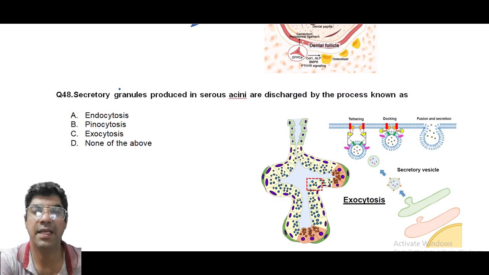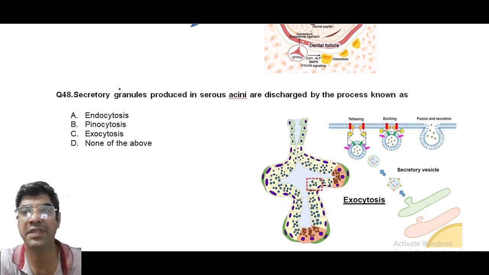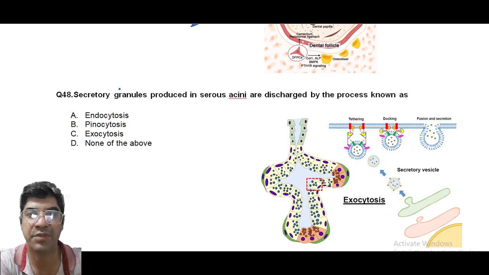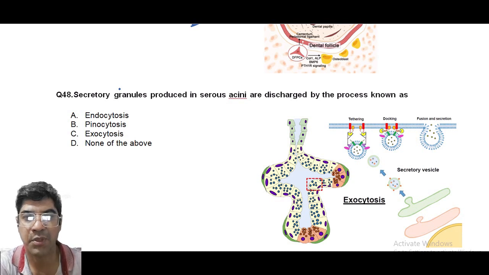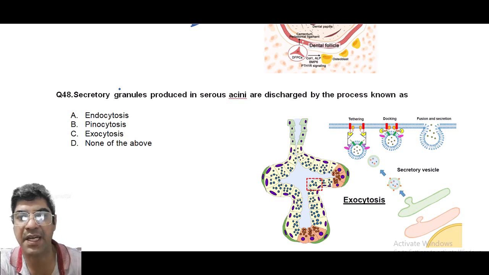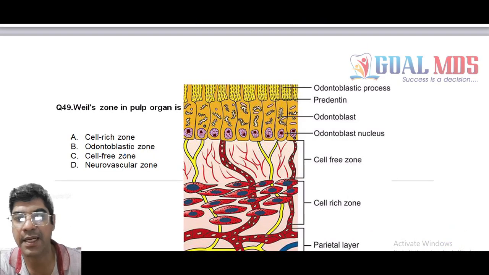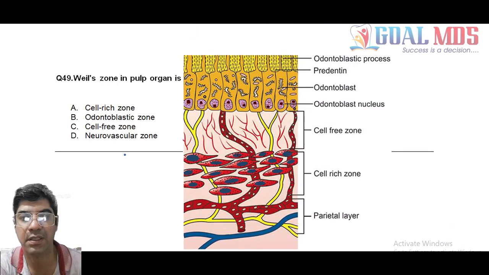The secretory acini produced in serous acini are discharged by a process known as exocytosis. So during exocytosis, the secretory granules will fuse with the cell membrane, and their contents are released into the ducts.